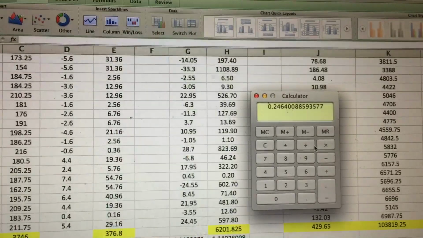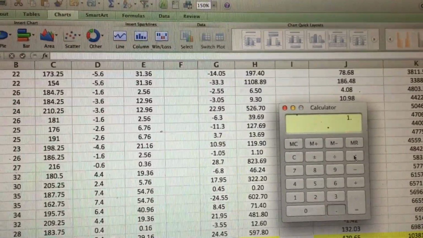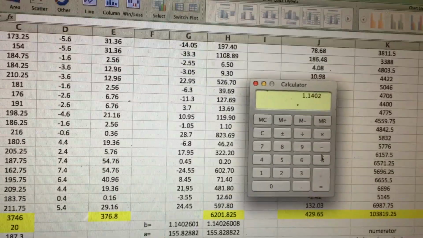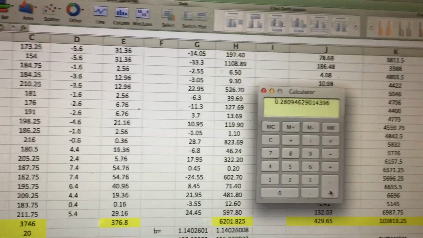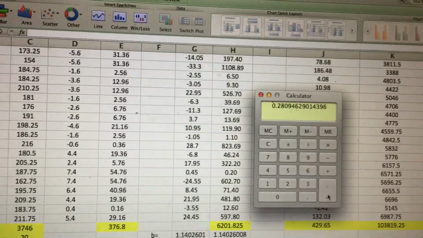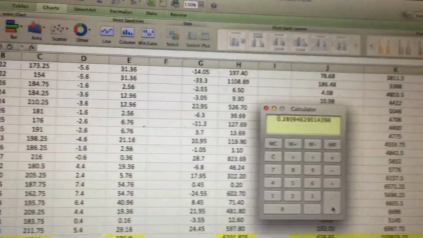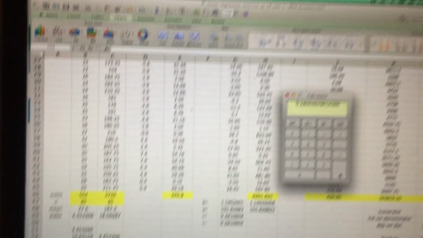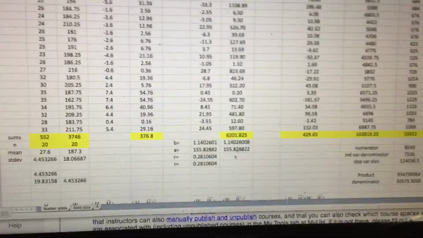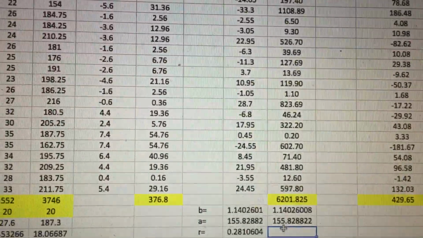And it's 0.246, times it by b, which is 1.1402, and that would give us our r, which would be 0.280946, and continuing on, right? Okay, so here is a simpler way to do that in Excel, the simplest way. All right, let's see how we can do this.